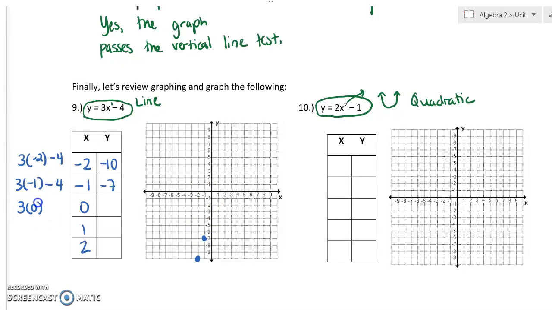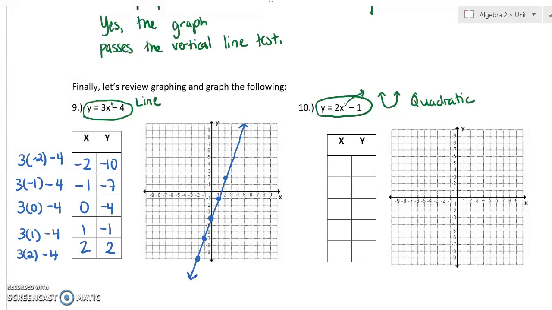0, 3 times 0 minus 4 is just -4. So I'm going to plot 0, -4. 3 times 1 minus 4 is going to give us -1. So I'm going to plot 1, -1. And then we have 3 times 2 minus 4, which is going to give us 2. So I'm going to plot 2, 2. And I can get a sense of what my line looks like. And here's how we graph a line.